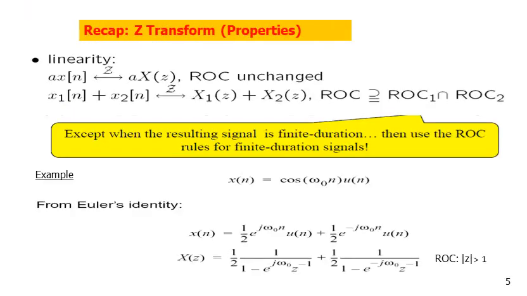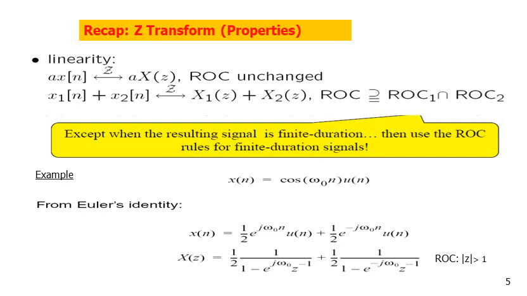The very first property that we will revisit is linearity. As we discussed in the class, if we have two sequences x1 of n with Z transform x1 of z, and x2 of n with Z transform x2 of z, then if we take a linear combination of x1 of n and x2 of n, the Z transform of this linear combination would be the linear combination of the individual Z transforms x1 of z and x2 of z. And the region of convergence of the linear combination would be the intersection of ROCs of the individual Z transforms.